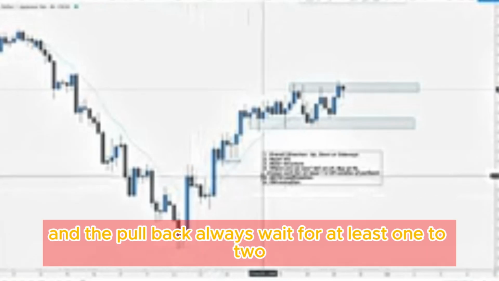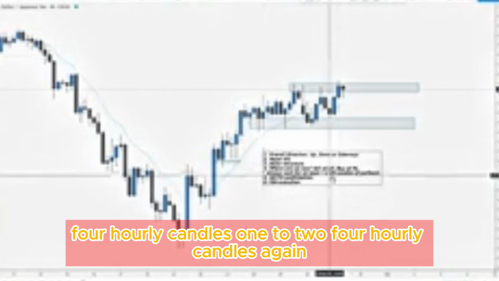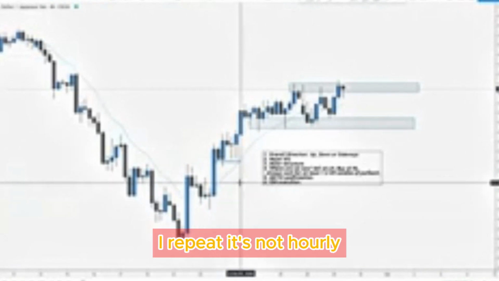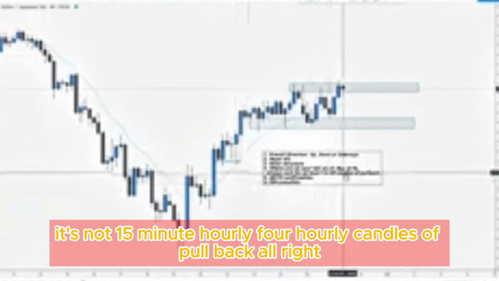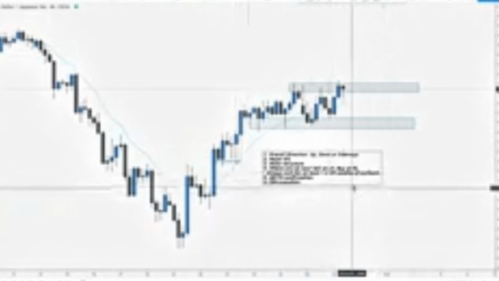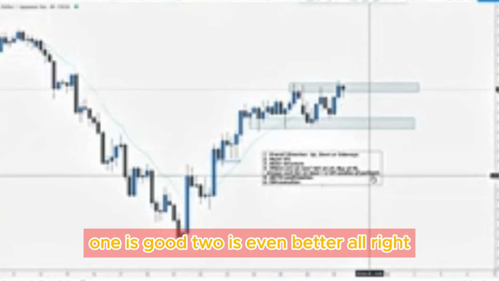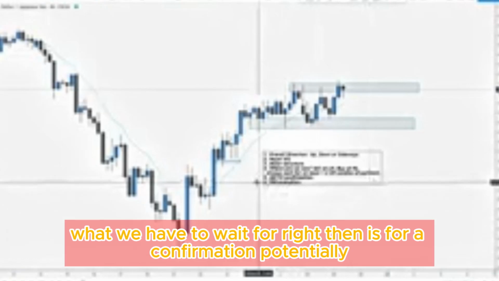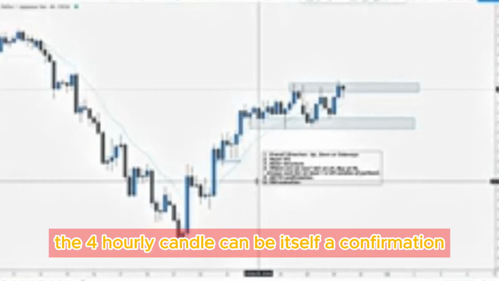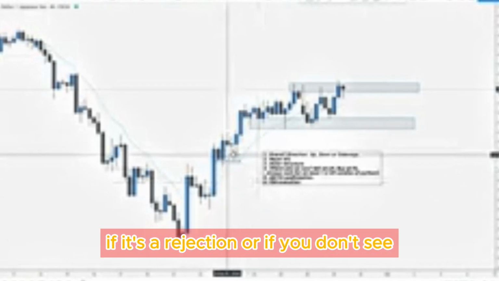And on the pullback, always wait for at least 1 to 2 4-hourly candles. Again, I repeat, it's not hourly, it's not 15-minute, it's 4-hourly candles of pullback. Alright? 1 is good, 2 is even better. Alright? So what we have to wait for then is a confirmation. Potentially the 4-hourly candle can itself be a confirmation if it's a rejection.